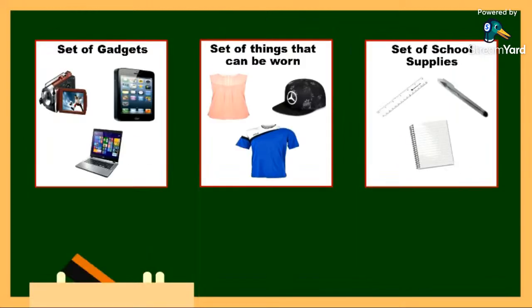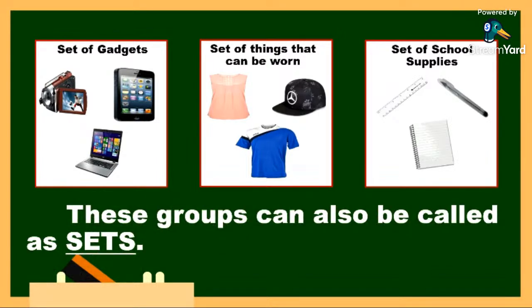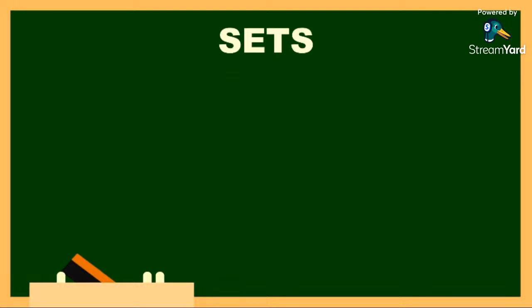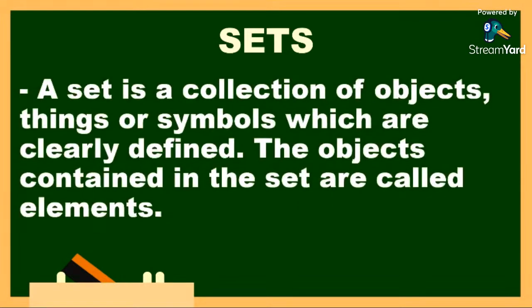Ngayon ay tapos na nating pagsama-samahin ang lahat ng mga objects base sa kanilang katangian. Meron tayong set of gadgets, set of things that can be worn, and set of school supplies. Alam niyo ba kung ano ang tawag sa mga grupo ng mga objects na to? Okay. These groups can also be called as sets. So ano nga ba ang sets? A set is a collection of objects, things or symbols which are clearly defined.